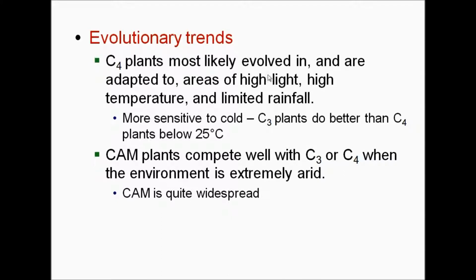So, evolutionary trends. We're almost done. You can cheer now. C4 plants most likely evolved in and are adapted to areas of high light, high temperature, and limited rainfall. They're very sensitive to cold. C3 plants, the kind that aren't specialized here, do better in colder areas. CAM plants do extremely well when it's really arid and dry.